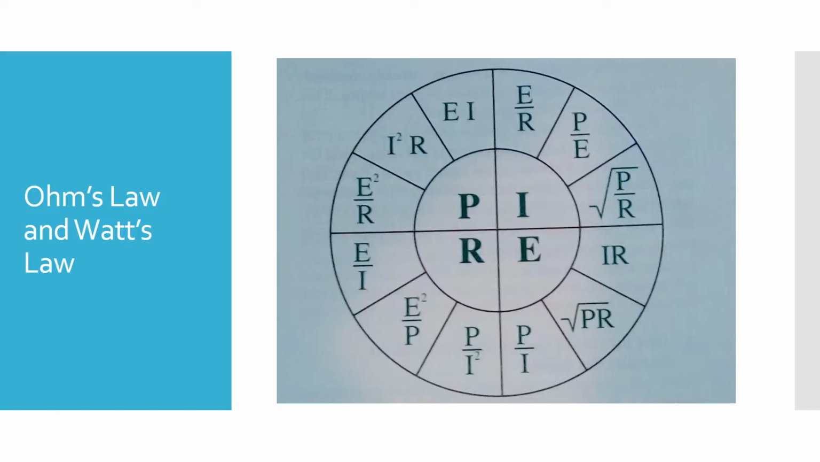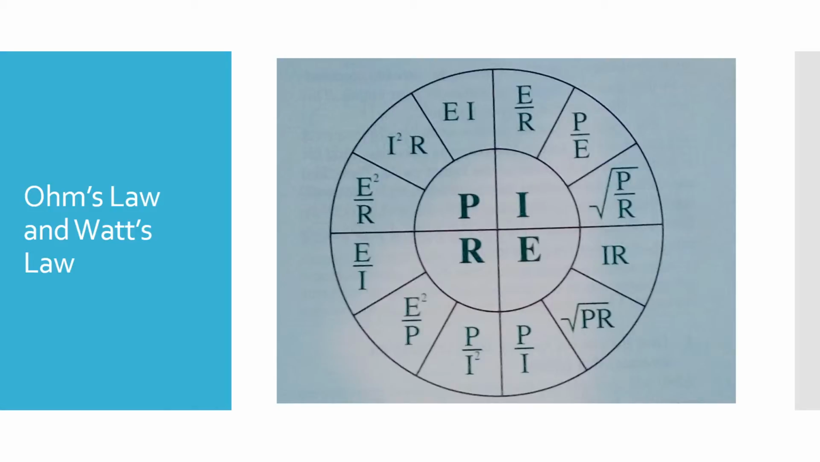Find your unknown quantity in the smaller center circle. This is the left half of your equation. Next, choose one of the 3 variable combinations in the outer circle that falls in the same quarter of the chart. As your unknown quantity, choose the variable combination that uses 2 known quantities in your circuit. This becomes the right half of your equation.